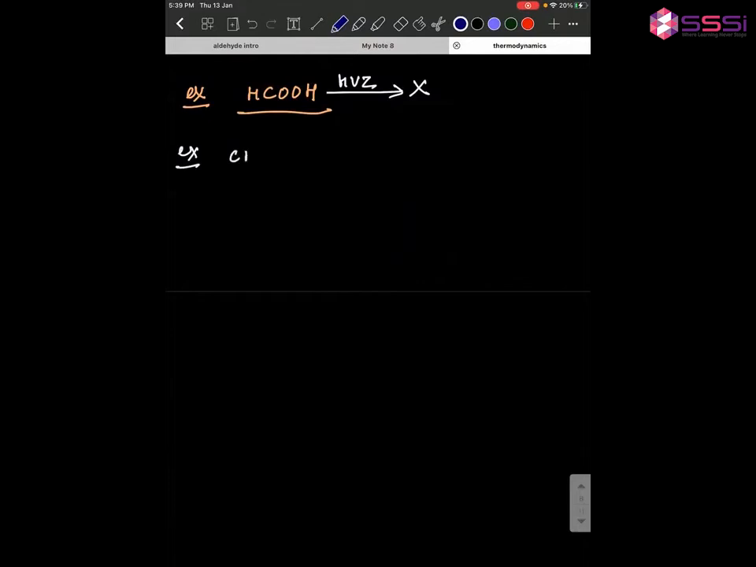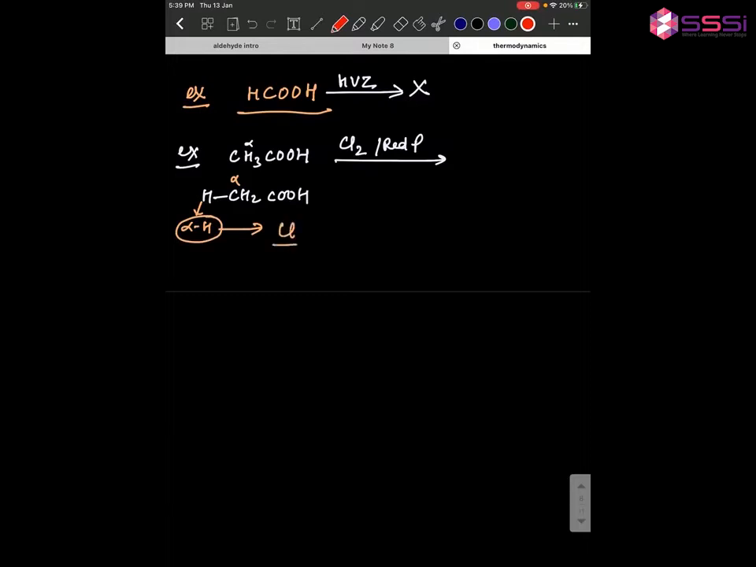So I'm taking the example of CH3COOH. We are reacting this with Cl2 in presence of red phosphorus. Now the alpha carbon will be this carbon. So let's write this like this. This is the alpha carbon and this is the alpha hydrogen. We know that this alpha hydrogen is replaced by a halogen group. So the halogen here is Cl2, so it will be replaced by a Cl group.